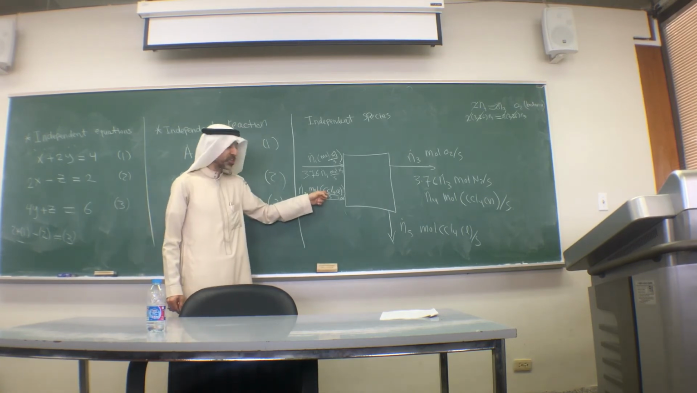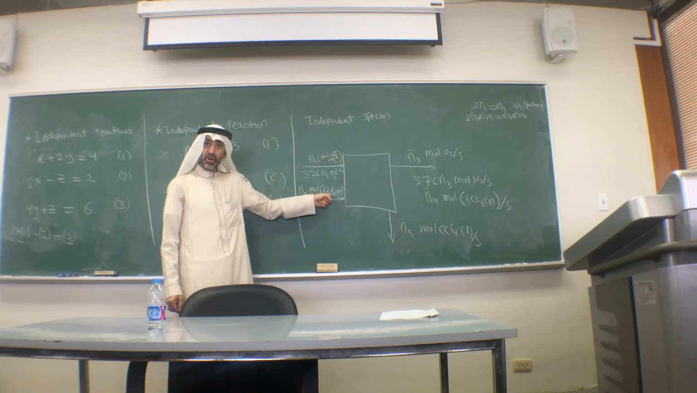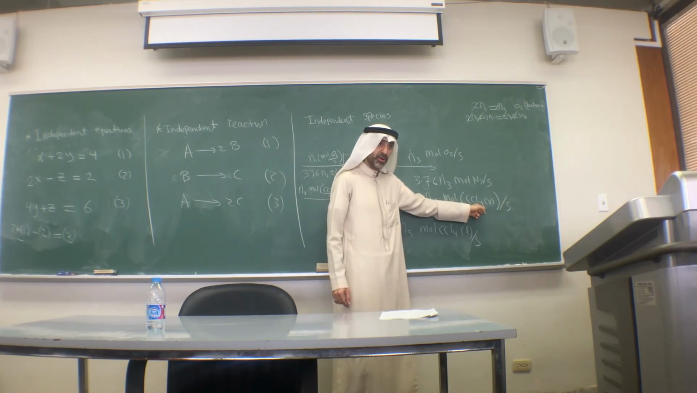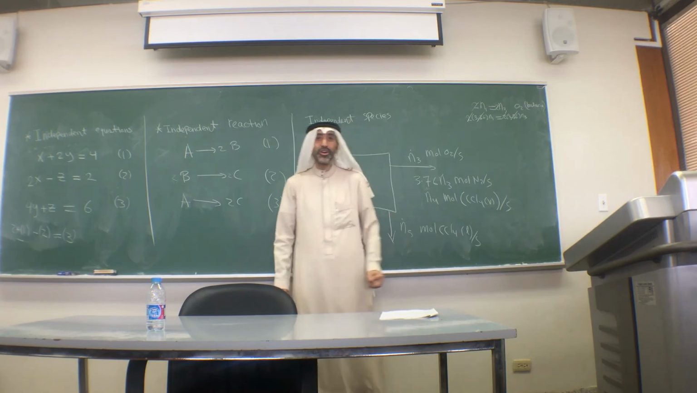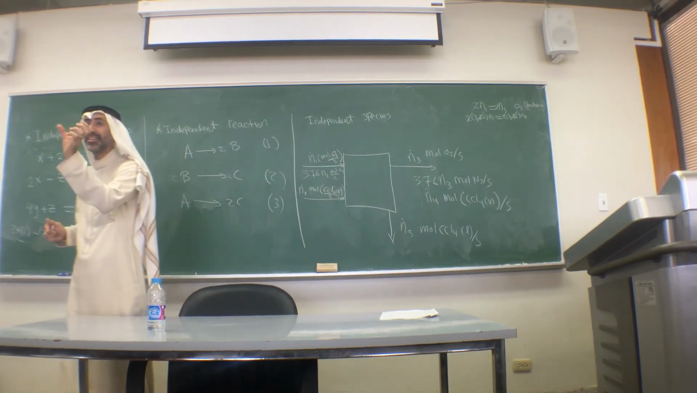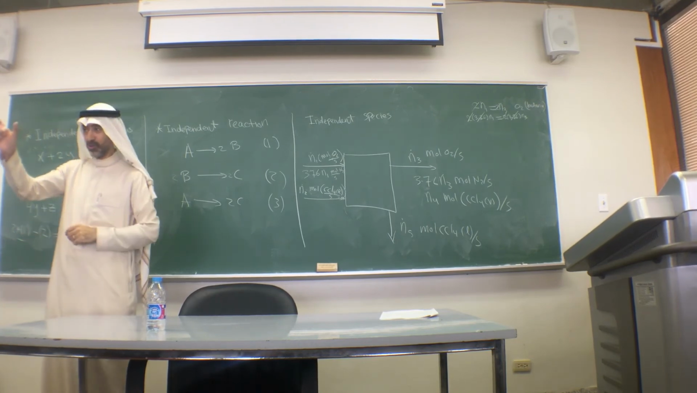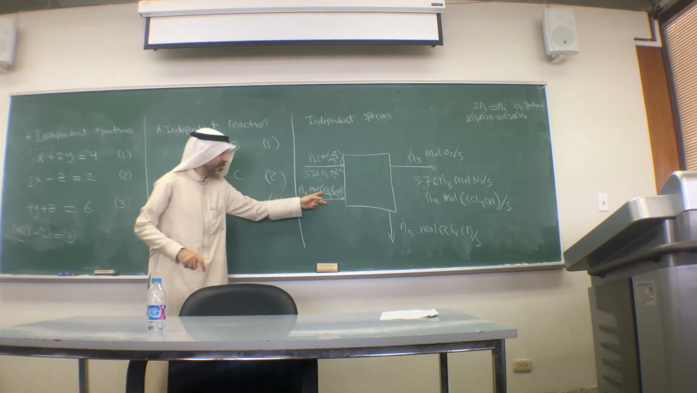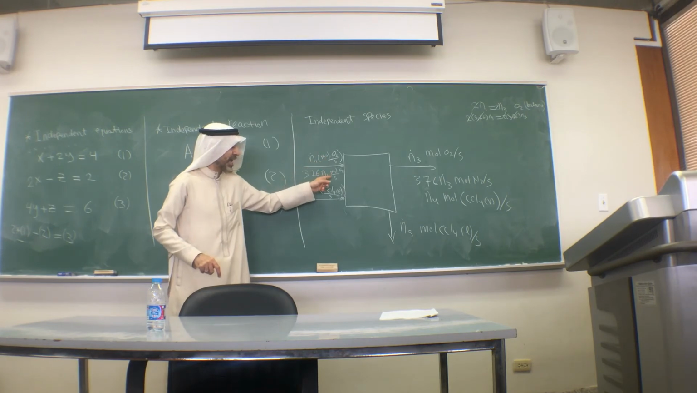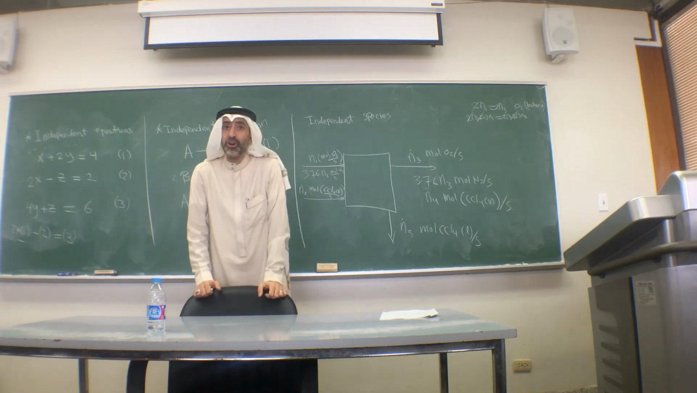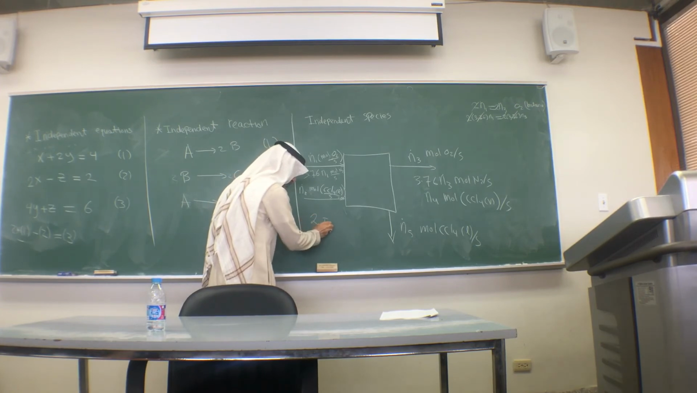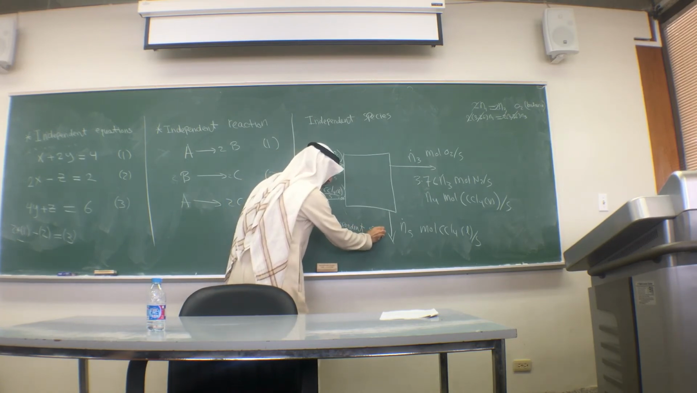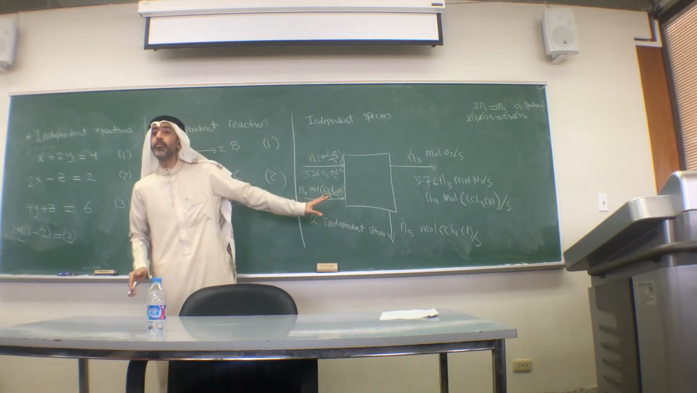If you have one atom of C, you will have four atoms of chlor. For each C you have four chlor. So if you write the C balance multiplied by four, you get the chlor balance, so they are dependent. Carbon and chlor are dependent, and oxygen and nitrogen are dependent. So we have only two independent species, and you can write only two balances.